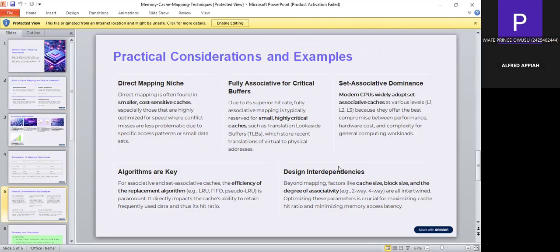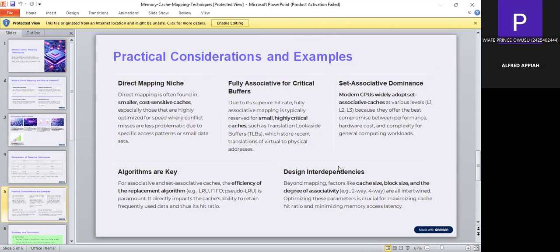Under fully associative for critical buffers, due to its superior hit rate, fully associative mapping is typically reserved for highly critical caches, such as translation lookaside buffers, which store recent translations of virtual to physical addresses.